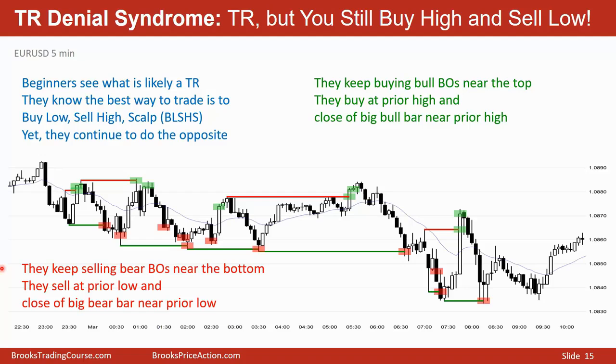And the beginners keep selling at the bottom, hoping that the bear breakout attempt is going to turn into a bear trend. Remember my 80% rule. When the market's in a trading range, 80% of breakout attempts, up or down, no matter how strong they are, will fail.